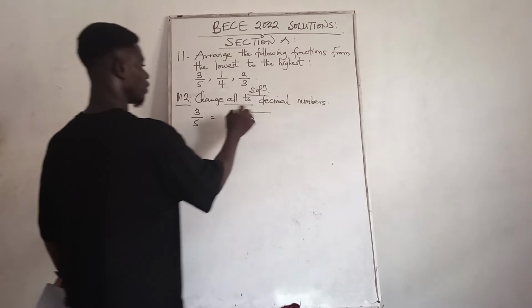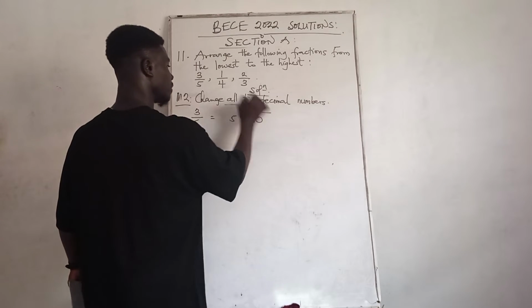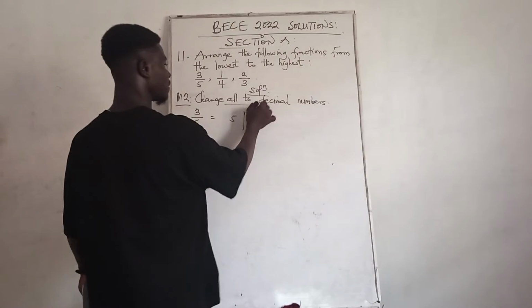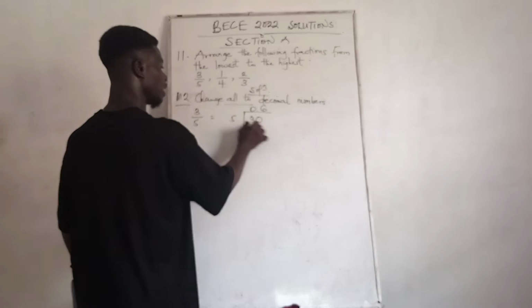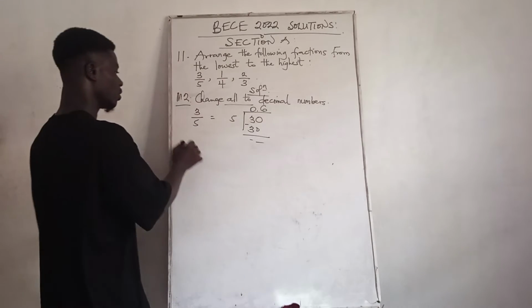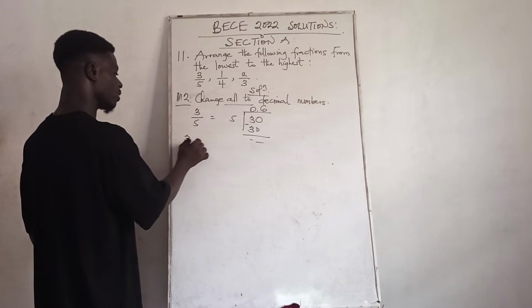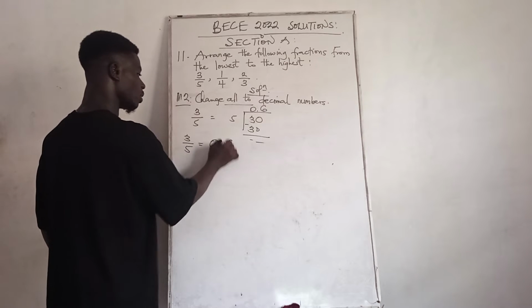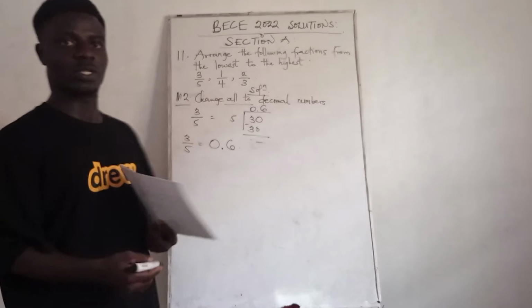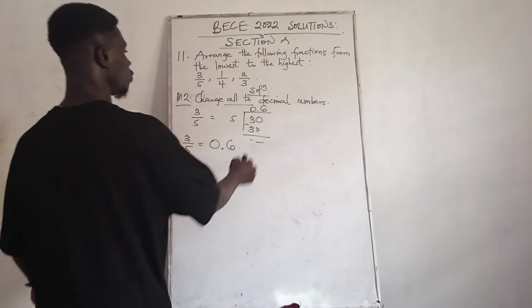Can 5 go into 3? No. Bring our 0, then 0.5. We go into 30, and 6 times 5, we get 30, right? Then we subtract. So now that means 3/5 is equal to what? 0.6. 3/5 is 0.6. Then we come to what?